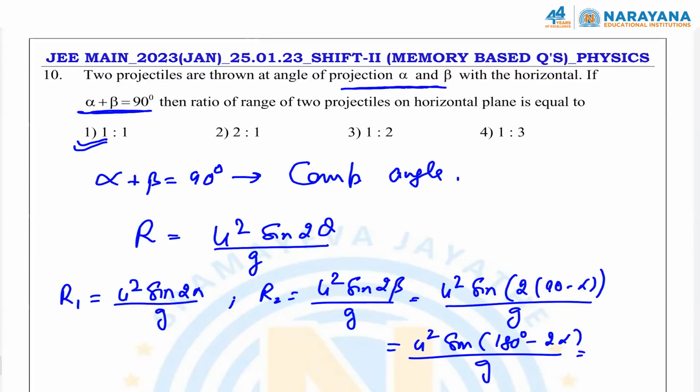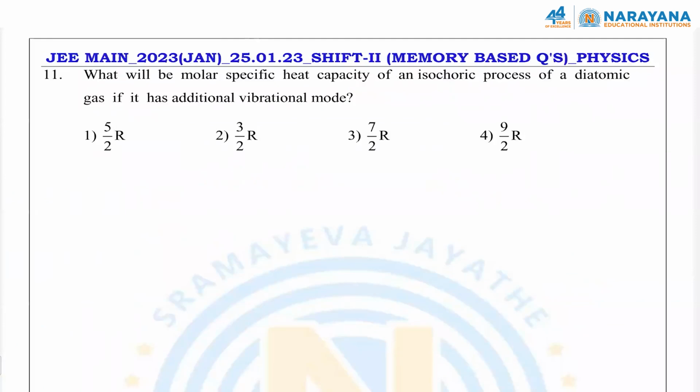And sine of 180 minus theta is again sine theta. So therefore, this becomes u square sine 2 alpha by g. So the two ranges are going to be equal. So first is the answer. Okay, let's go to the next question.